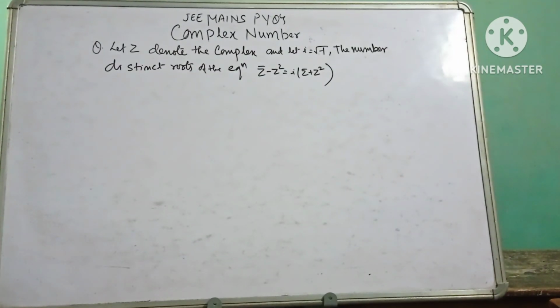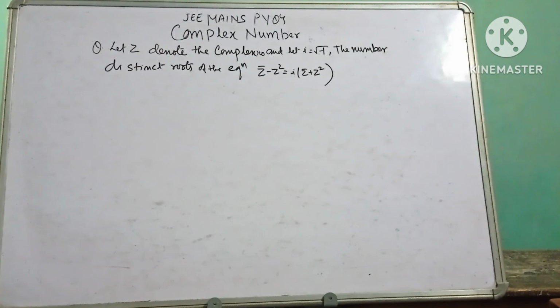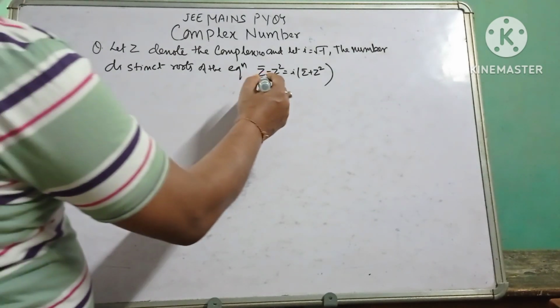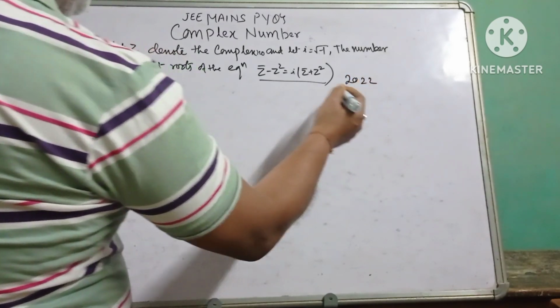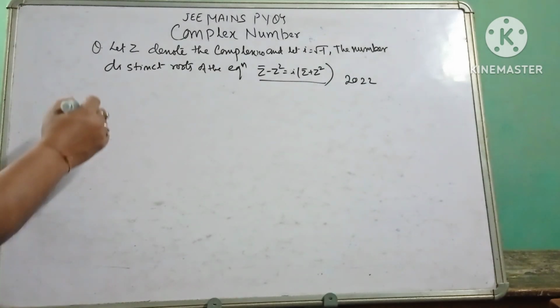Here let Z denote a complex number, and let i, that means iota, be equal to root minus 1. The number of distinct roots, this is 2022. So here you see that this question is not a tough question.